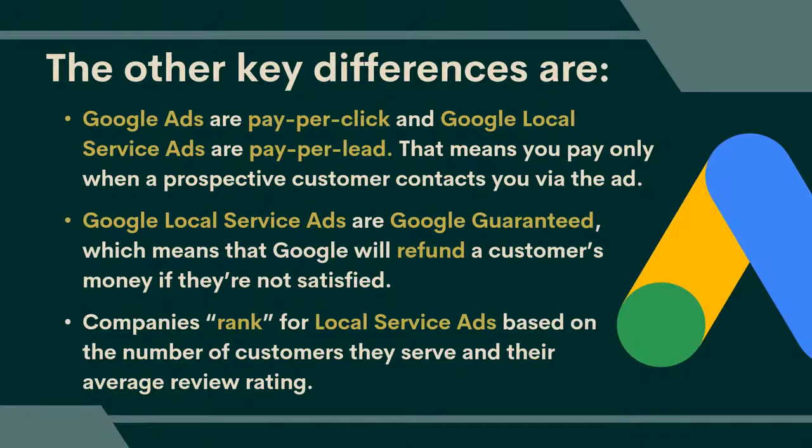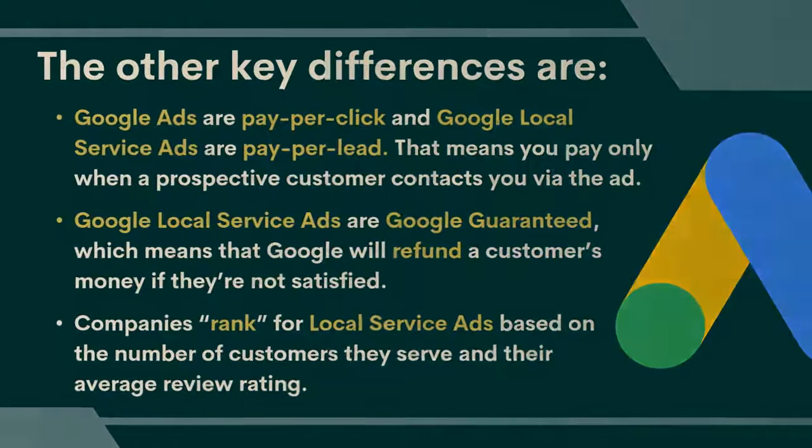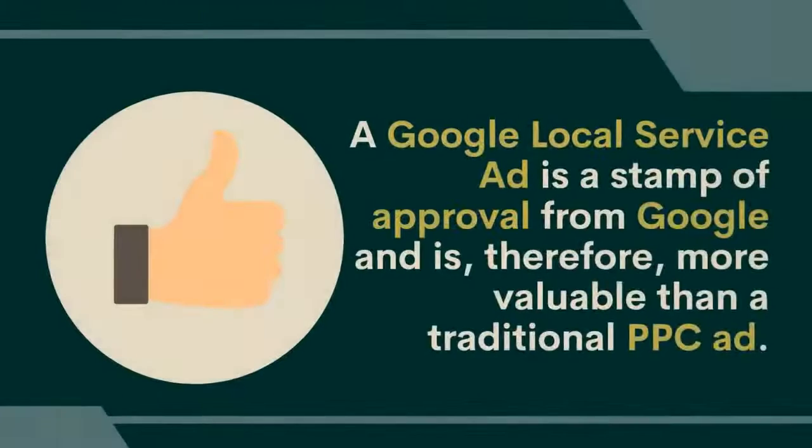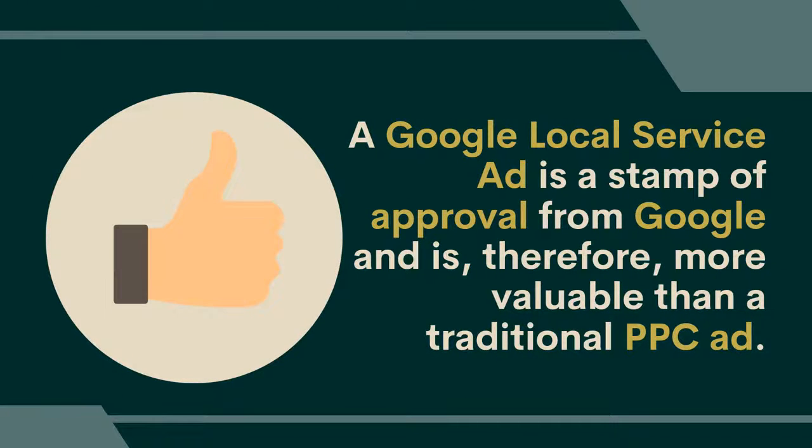The other key differences are Google ads are pay-per-click, and Google local service ads are pay-per-lead. That means you pay only when a prospective customer contacts you via the ad. Google local service ads are Google guaranteed, which means that Google will refund the customer's money if they're not satisfied. Companies rank for local service ads based on the number of customers they serve and their average review rating. A Google local service ad is a stamp of approval from Google and is therefore more valuable than a traditional PPC ad.